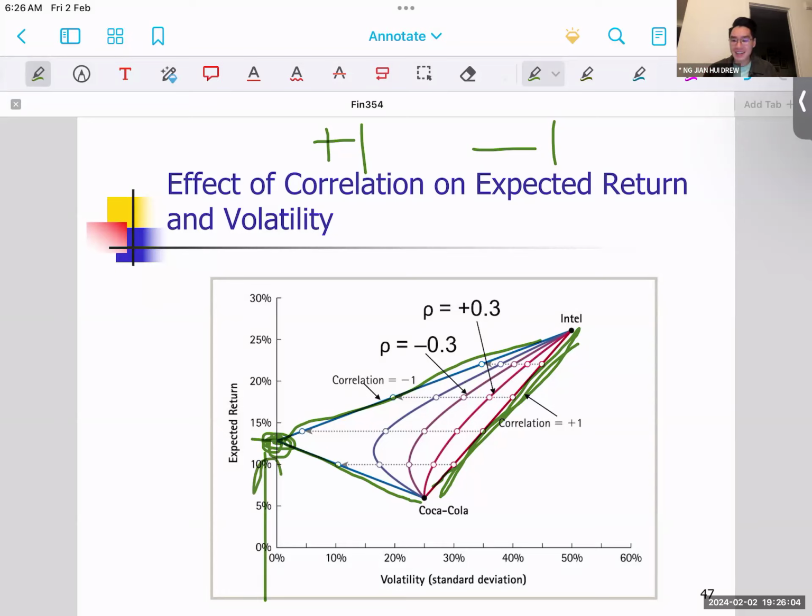All right. Anyone needs me to repeat this point, or we are good? Of course, in most cases, we don't have a perfect negative correlation. We don't have perfect positive correlation. So that's why all portfolios become a parabolic curve like this, where correlation can be negative 0.3 or positive 0.3.